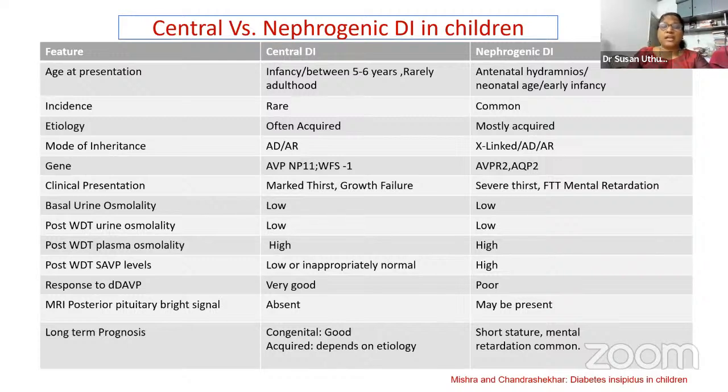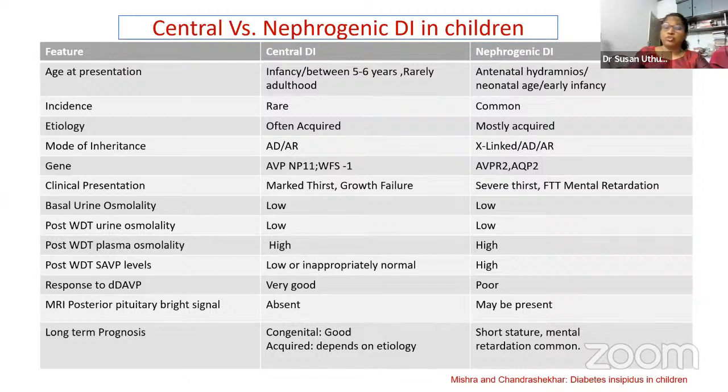The basal urine osmolality is low in both, and post water deprivation also both will be low, whereas post AVP, this vasopressin, central DI will respond, while the response is poor in nephrogenic DI. MRI may also help us, for example in the child with a tumor. The long-term prognosis for central DI is good because we can give AVP and the kidney's principal cell mechanisms are all normal. So they respond very well and the outcome is good.